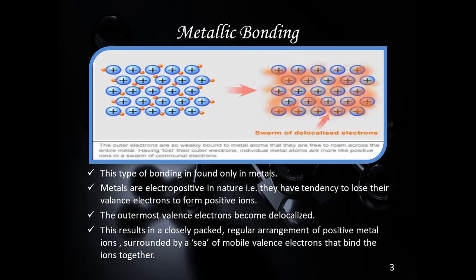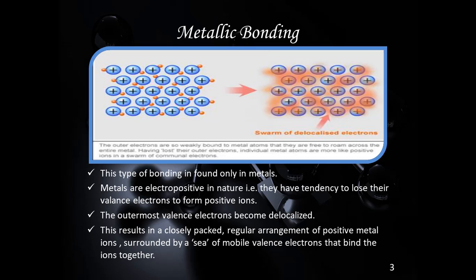Now when this happens, there will be another attraction, another bonding, between the surrounding negative electrons and the positive nuclei, and there will be a force, there will be a bonding, and we call this bonding a metallic bonding. Because this is present only in metals, we can say this is a property of metals. You can see this type of bonding is found only in metals.